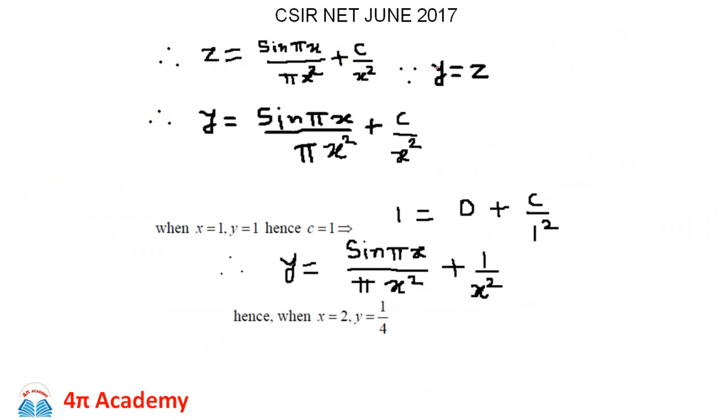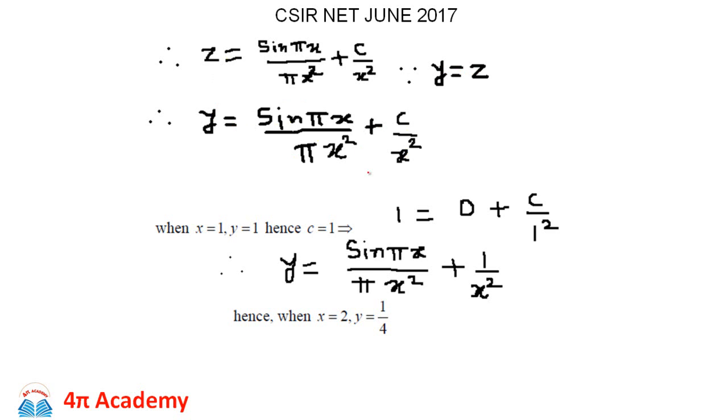Now since y is equal to z, let us substitute back this value. Instead of z, we put here back the value as y. So we get y is equal to sin pi x upon pi x square plus c upon x square.